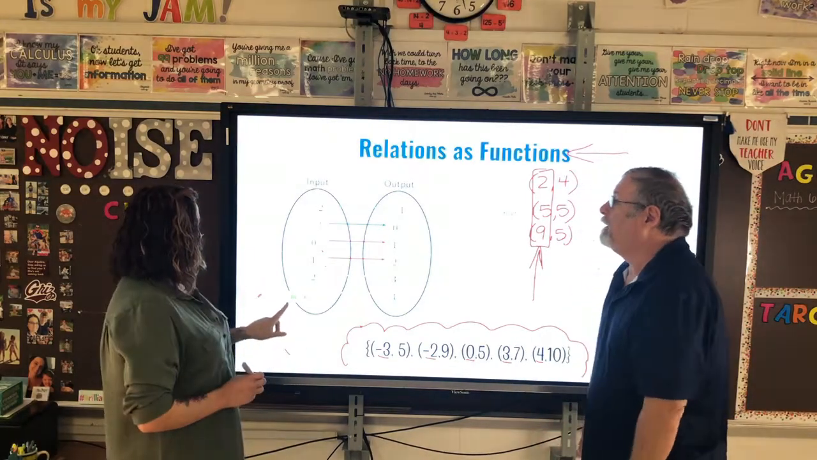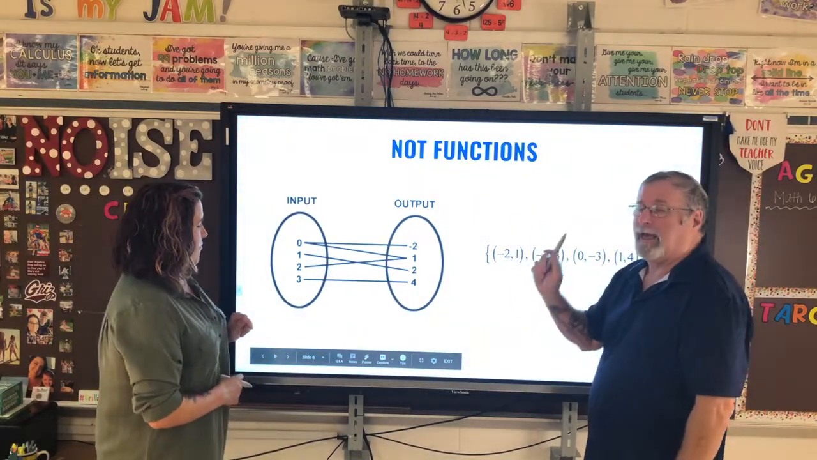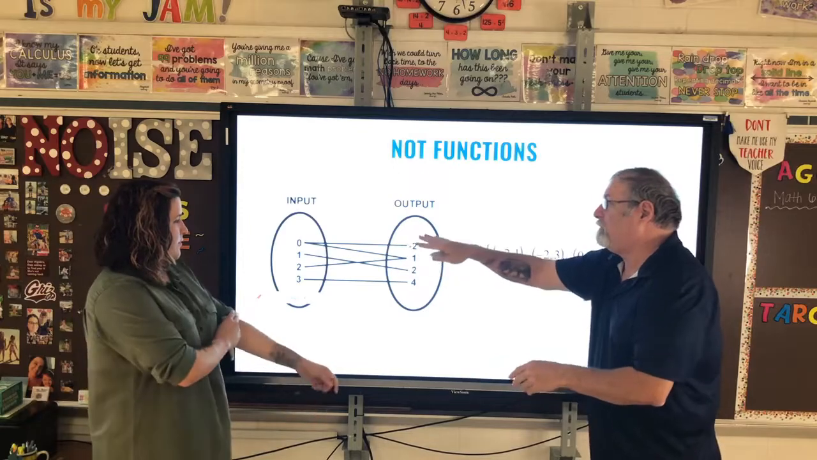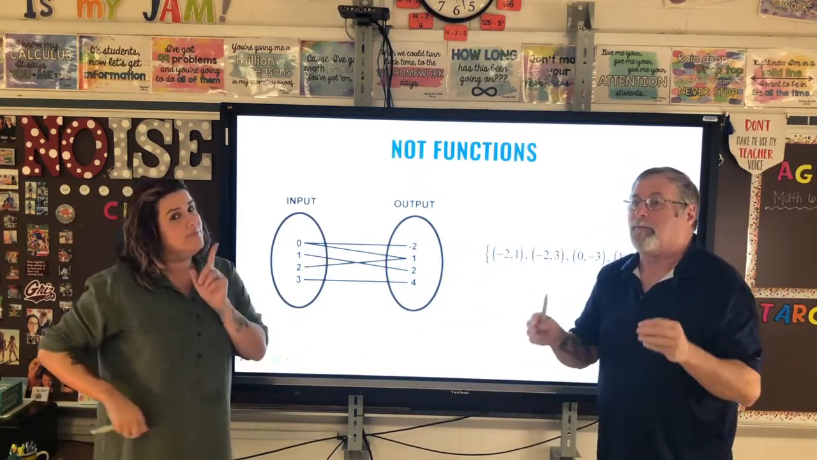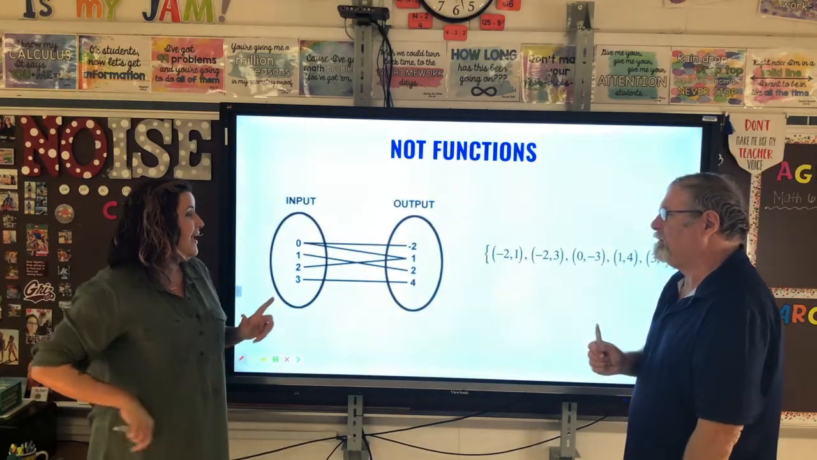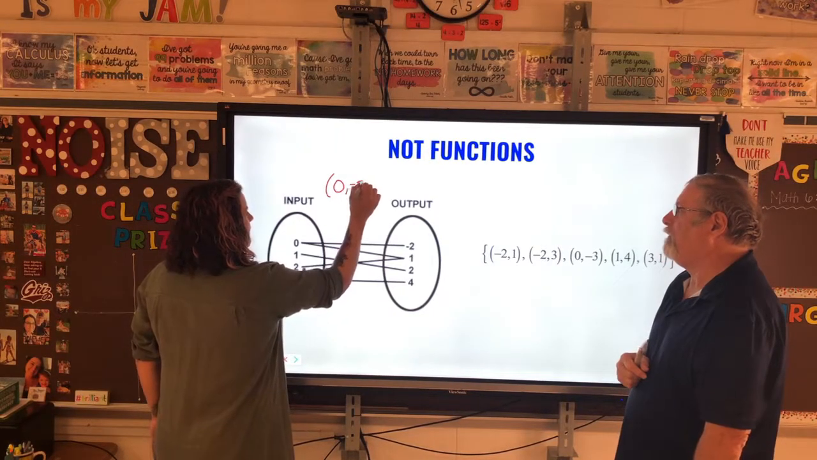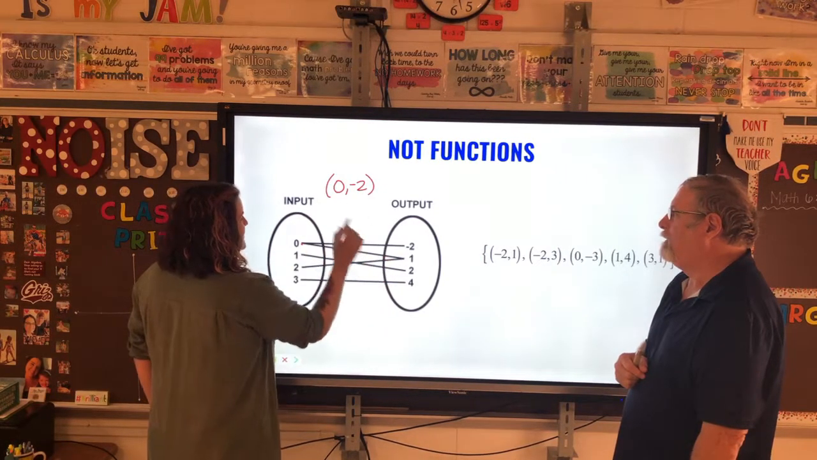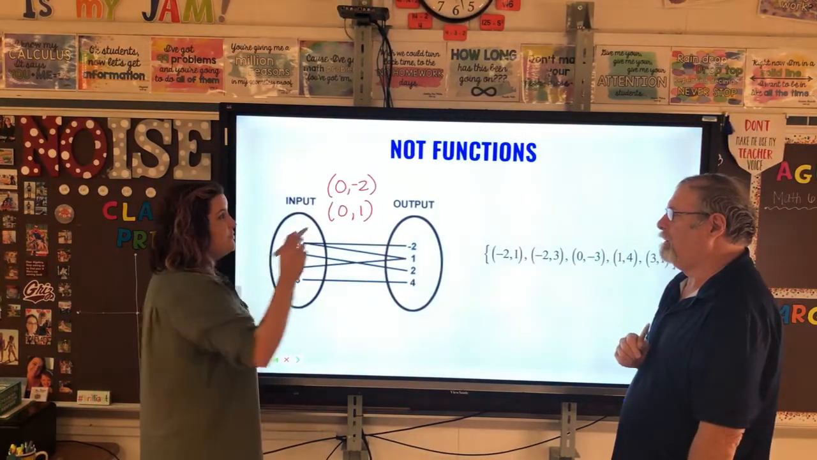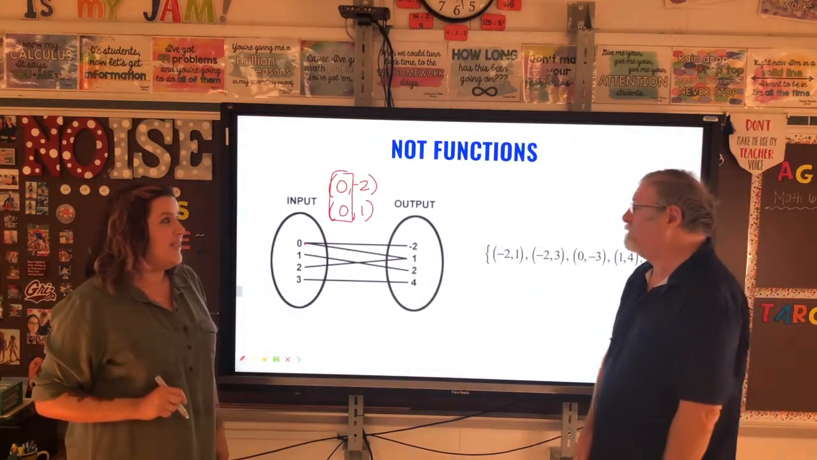Maybe we should show them an example of what isn't a function. Yeah, that would help. Let's look at what's not a function. Here we have numbers that are still relations. These are still numbers that relate to one another, but they're not functions. Why aren't they functions? Because if I look here, I have 0, -2. If I wrote it as an ordered pair, and I have 0, 1. Ooh. If only one of your x's repeats, you just stop there and go, wait, that's not a function, right?